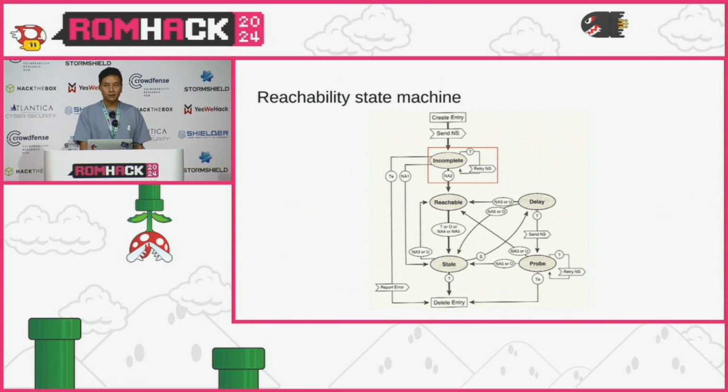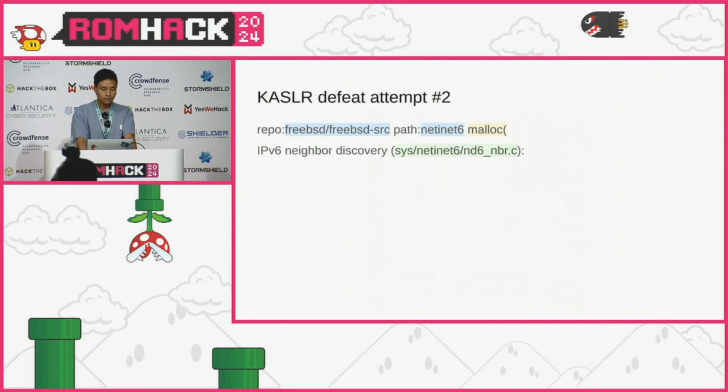An interesting observation here is that before it knows the MAC address of the peer, it will hold back all the outgoing packets. So for example, if you send an ICMP echo request to an unknown IP address, you will not get a response back until you send a neighbor advertisement packet with your MAC address. So the second attempt to defeat KASLR exploits this behavior.